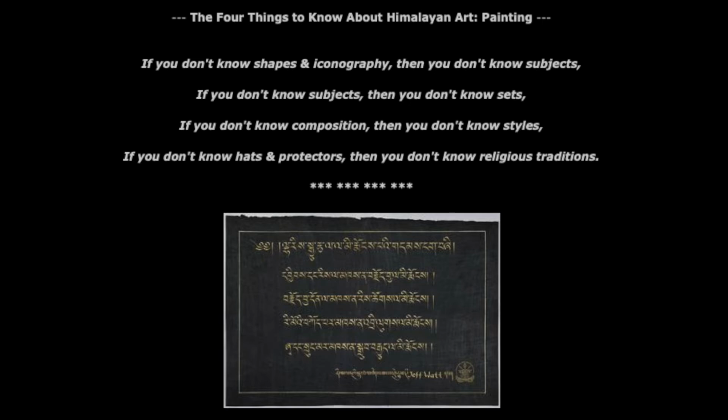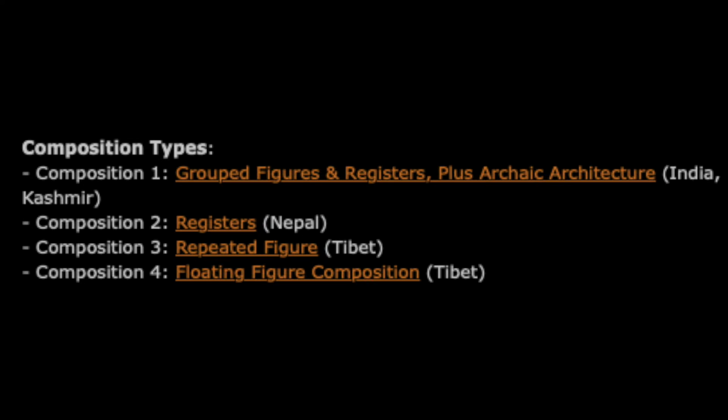Now, the following two lines, the third line to start with: if you don't know composition, then you don't know styles. Now, for paintings, we have four main compositions, and they're based on visual cues. It's not like a random abstraction. It's based on what you visually can see. So the four types of composition are overlapping figure, register, then we have floating figure, and then we have repeated figure composition.